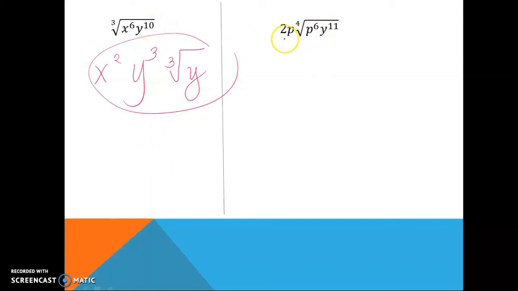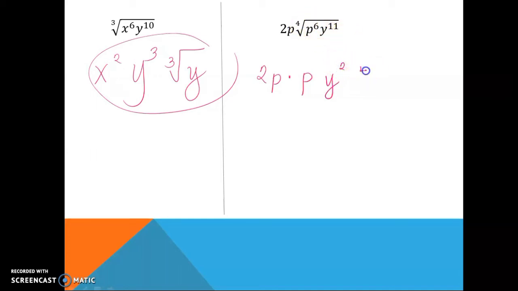Ito naman. So, 2p, fourth root of p raised to 6, y raised to 11. So, sulat muna natin si 2p, times, ilan ang 4 meron sa 6? Di ba meron tayong isa? Tama? Sulat ko muna, meron tayong isa. And then, si y, meron tayong dalawa. So, y raised to 2.